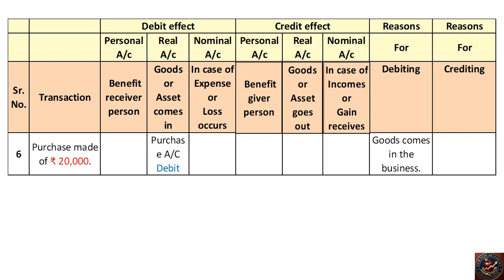The credit side, cash is a real asset. When we pay for the goods, cash moves out of our business. According to the real account rule, we credit what goes out. Therefore, we credit cash account. The reason for crediting is cash goes out from the business.